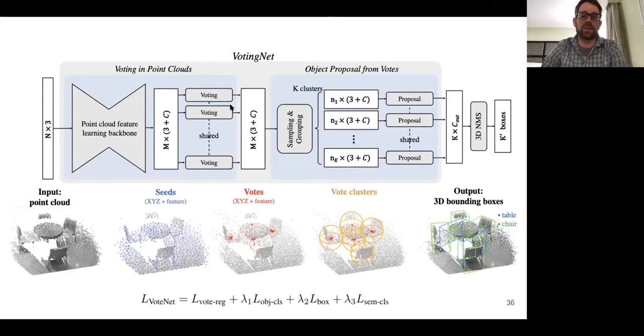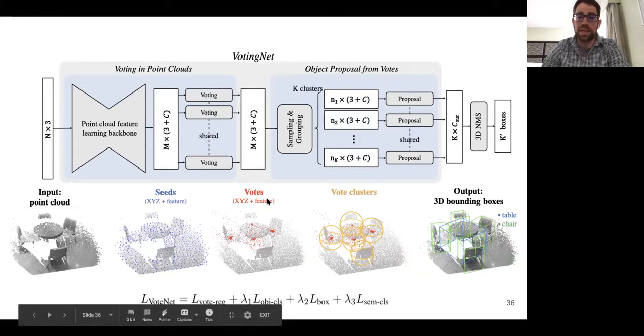And this is the voting. I just want to emphasize that the voting happens separately for each point. So using its location and the high dimensional feature, it just needs to tell us what is the displacement to where it thinks the red points, the votes, or the centroid of the object they belong to, lie. We get a natural clustering because we supervise for it, and now we can sample and group.